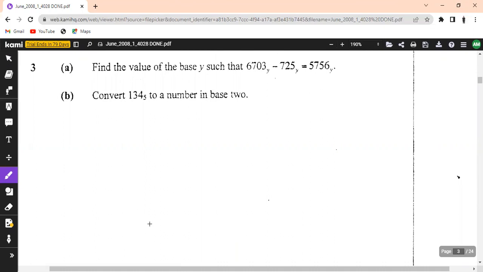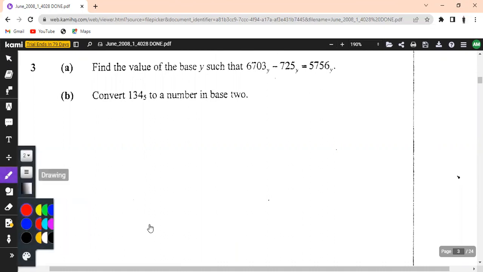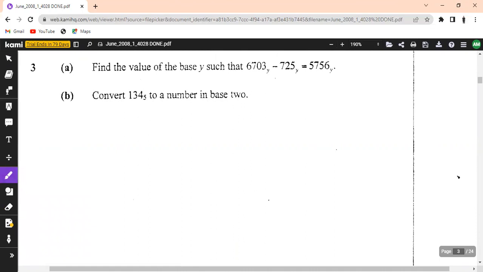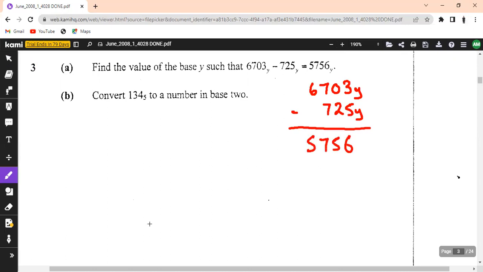All right. We know that when we are subtracting, we're supposed to have something of this nature. Here, let me just indicate it. We're supposed to have 6703 base y like this, minus 725 in base of y like this, and we obtained 5756 base y like this. This is what actually happened.